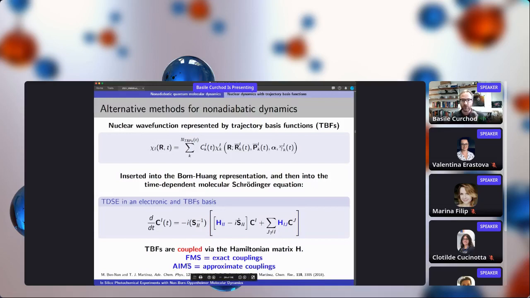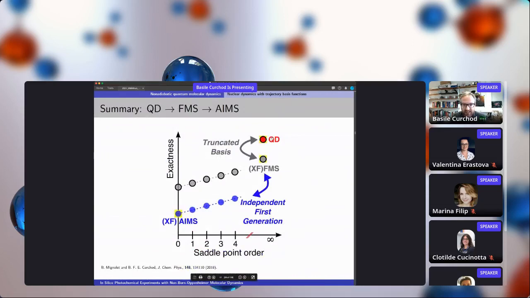So just to summarize, if you had quantum dynamics here, and you use this limited set of Gaussian functions moving according to classical trajectories, you do full multiple spawning. Then by doing some approximations on this matrix element that I don't have time to describe in detail, but am very happy to answer in the questions if you want, we reach this ab initio multiple spawning method that we can use for molecular systems.